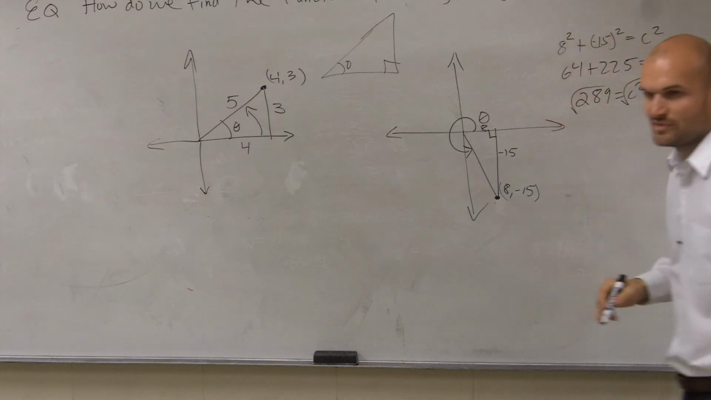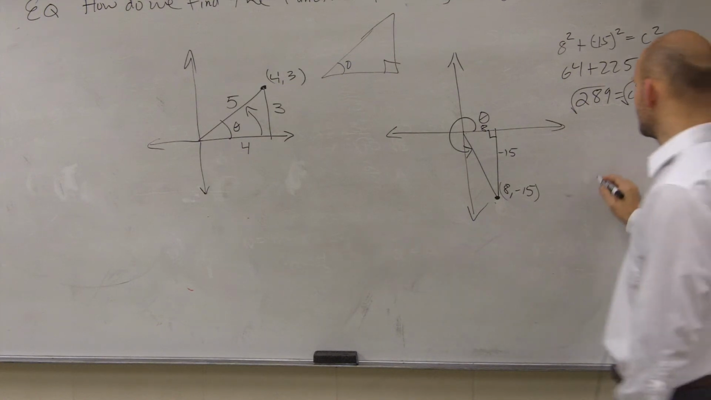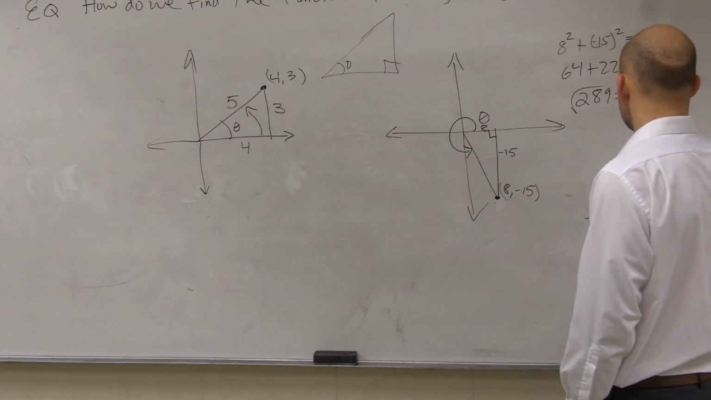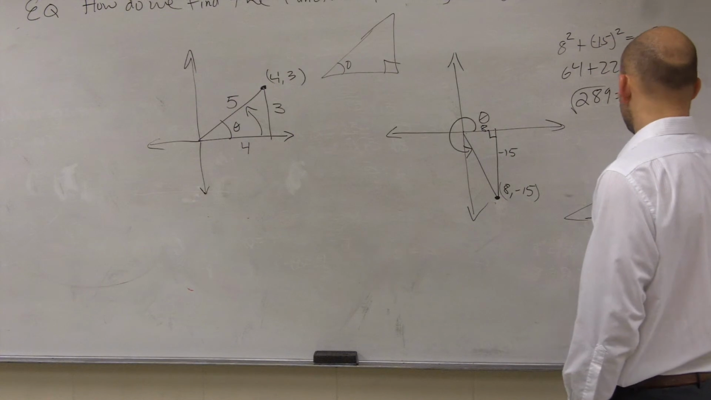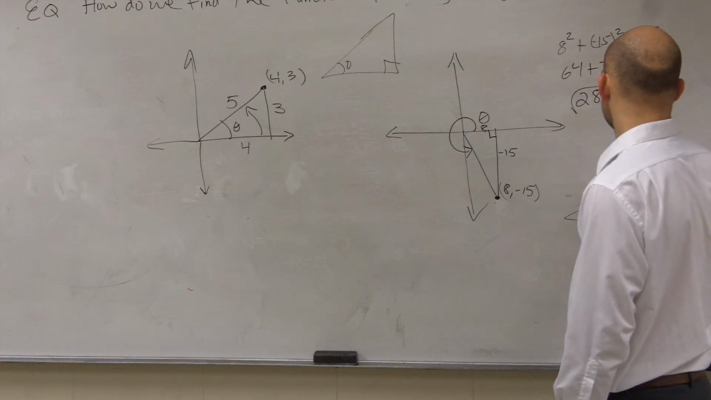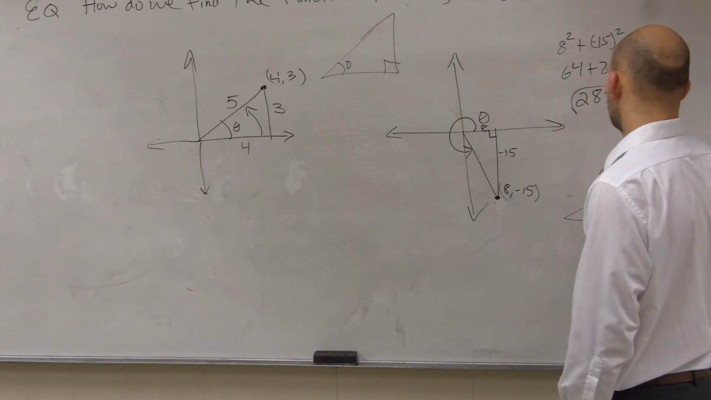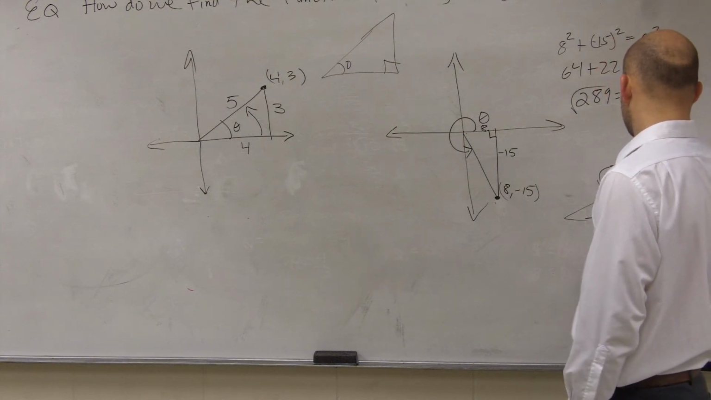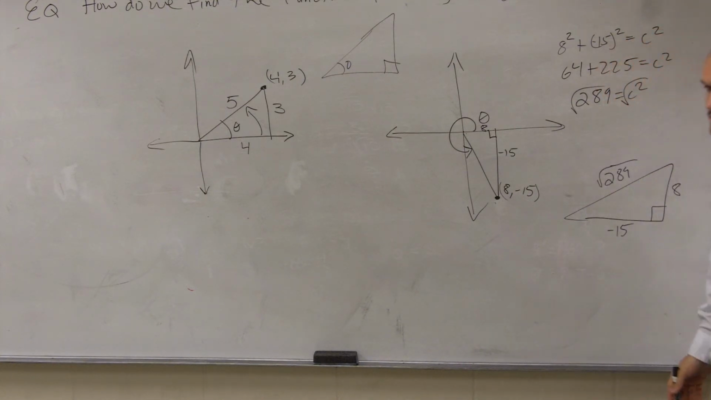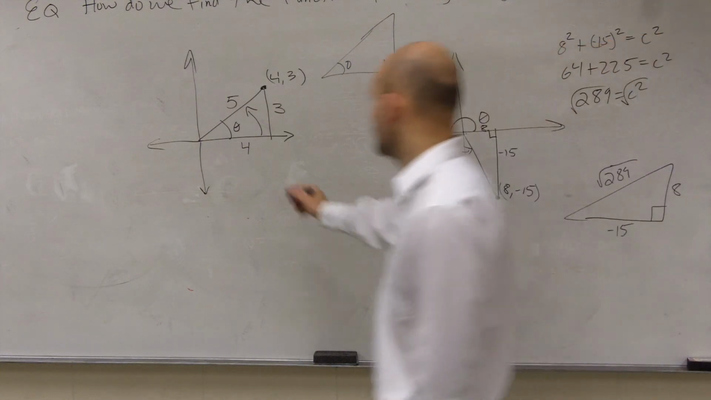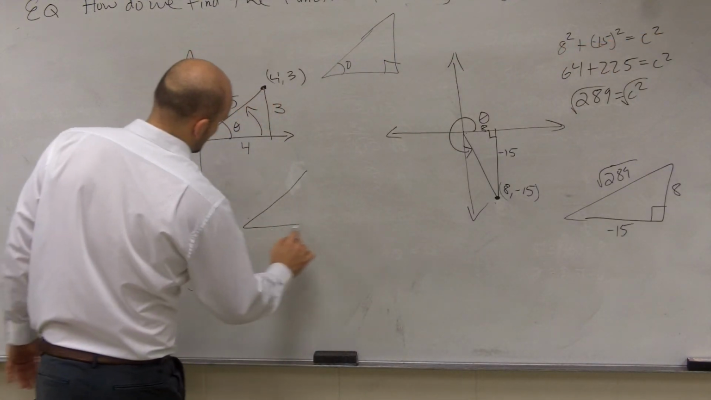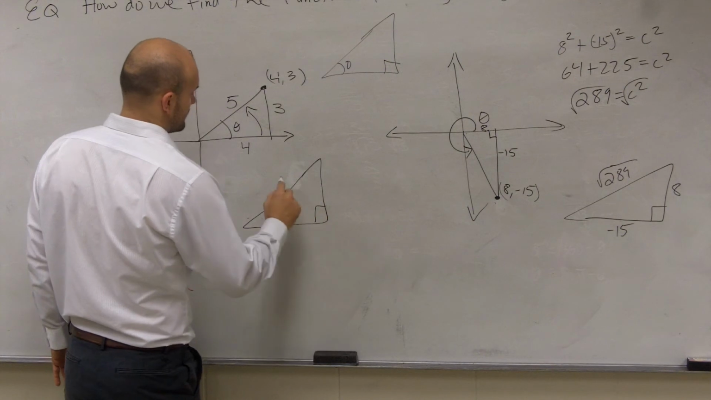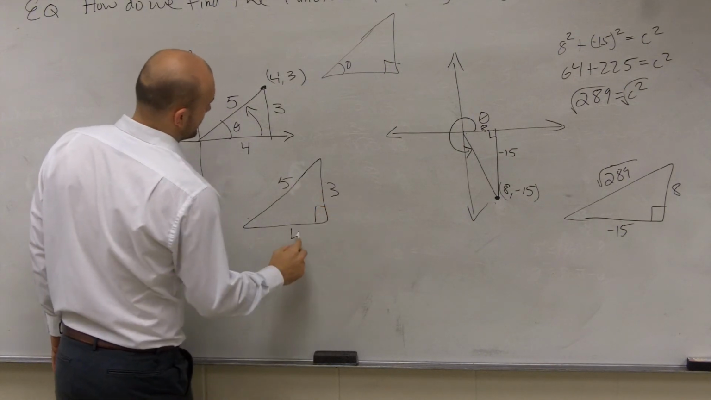I don't know if I can simplify that at all, but I know that my triangle is now going to be square root of 289, and then 8 and -15. The other triangle is a Pythagorean triple, 5, 3, and 4.